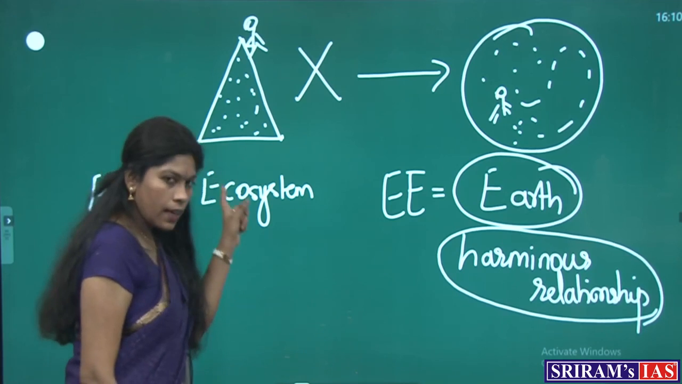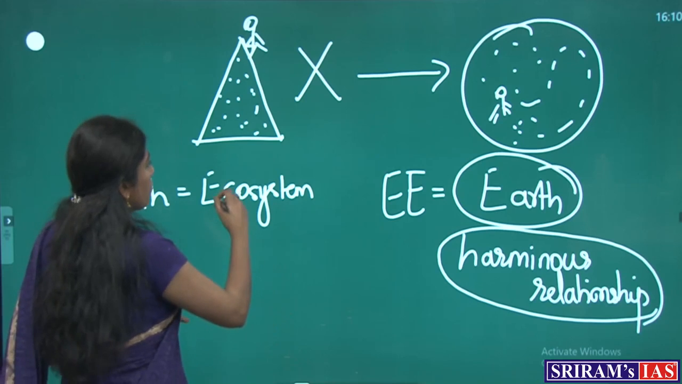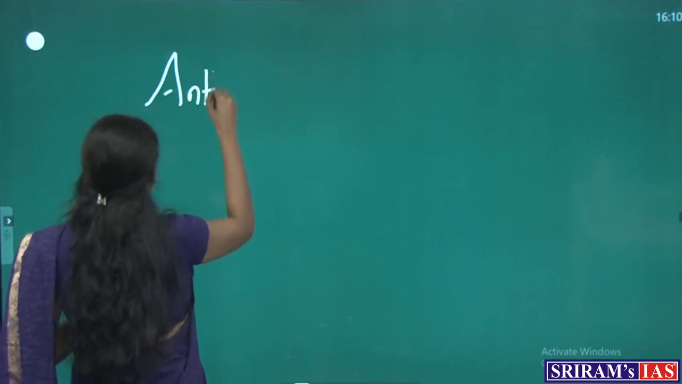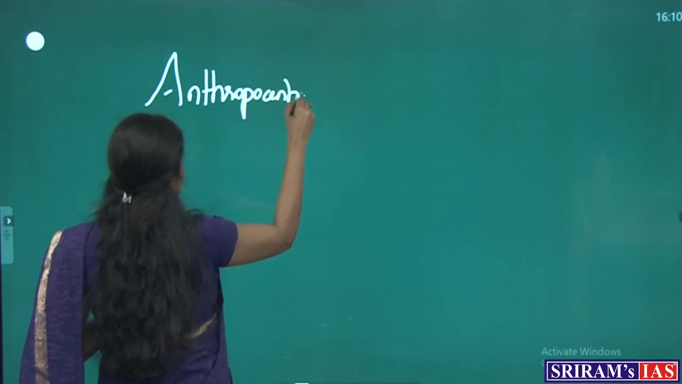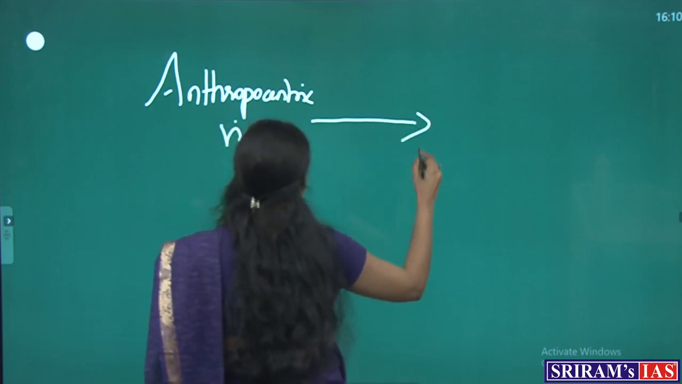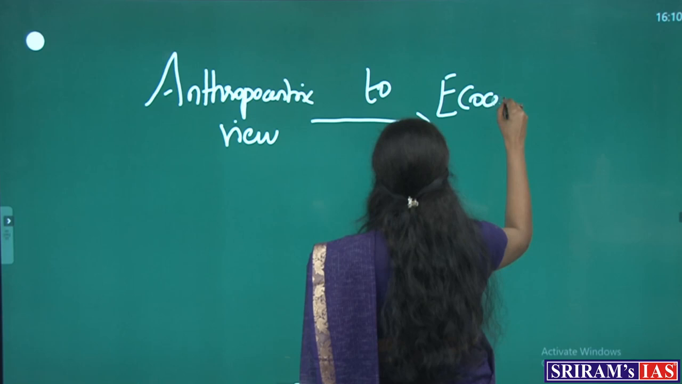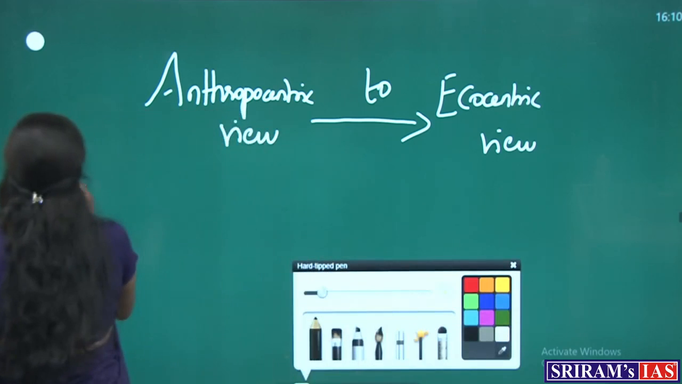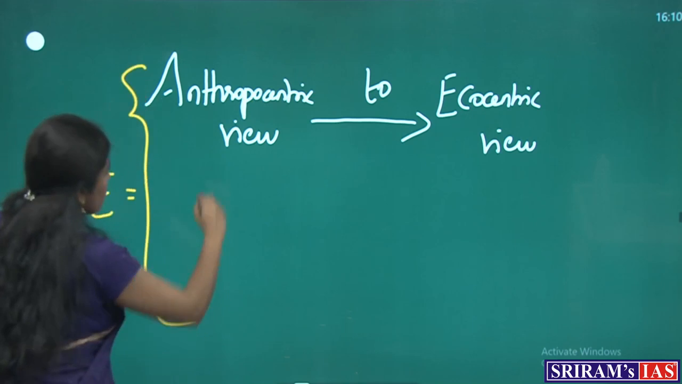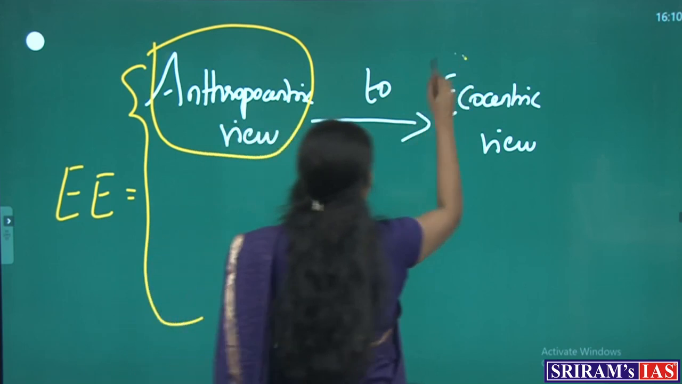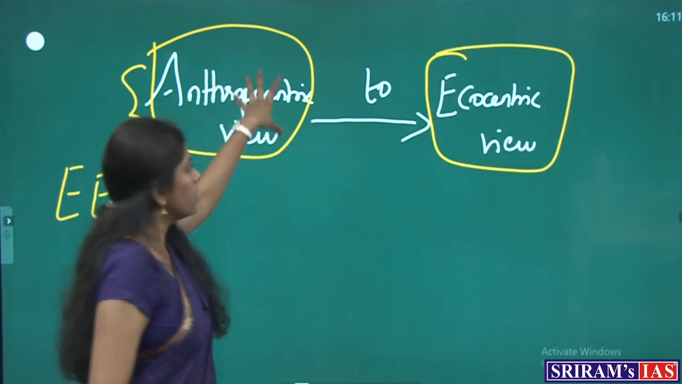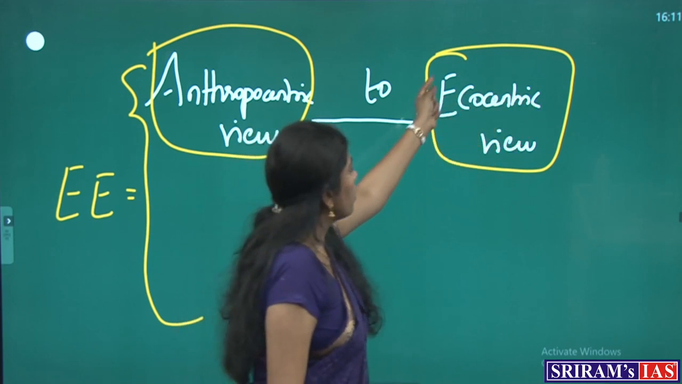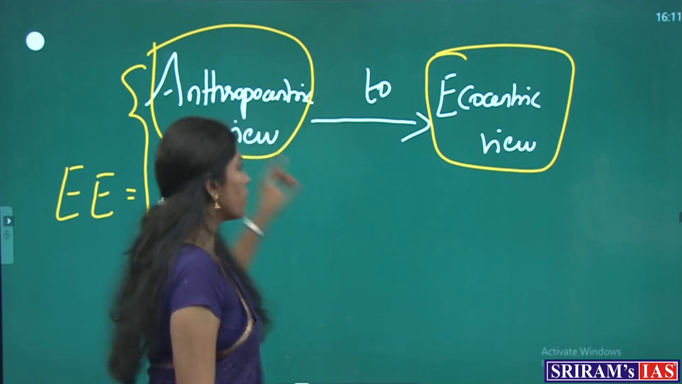Okay? So, I can say that environmental ethics is teaching us to move from an anthropocentric view to an ecocentric view. We are moving from considering man as the center of everything, with other things below him, towards a view where the ecosystem is the topmost priority and everyone is a component of an ecosystem, including man. So, we are moving from this view to that view.